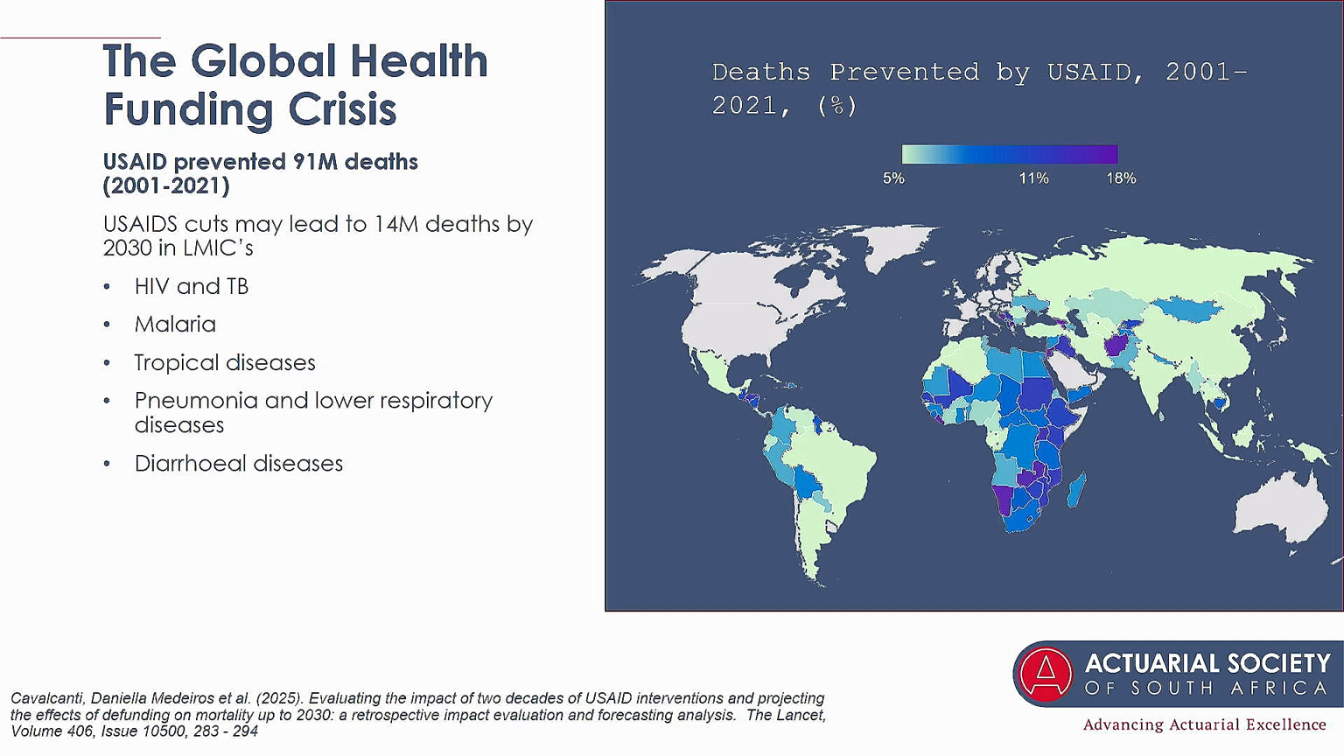This is a paper that was published that estimated, firstly, the benefit of U.S. aid over the years. They estimated 91 million deaths saved in the period 2001 to 2021. And then they say, what if the resultant funding reduction is potentially going to lead to significant excess deaths in the next 5 years, up to 2030, of 14 million in those low and middle income countries.